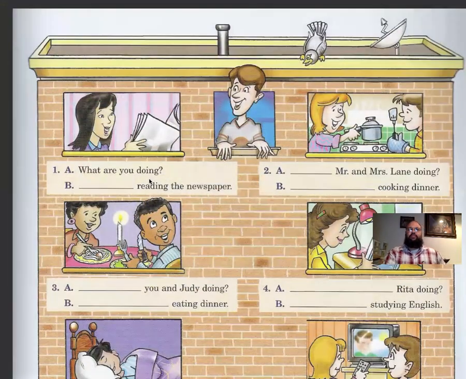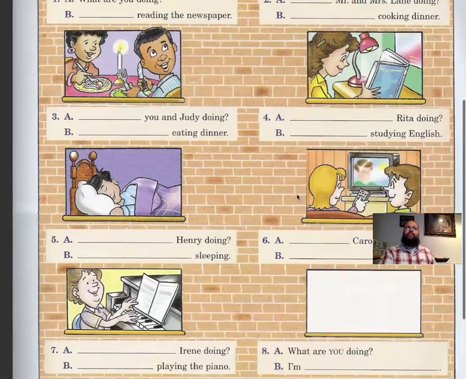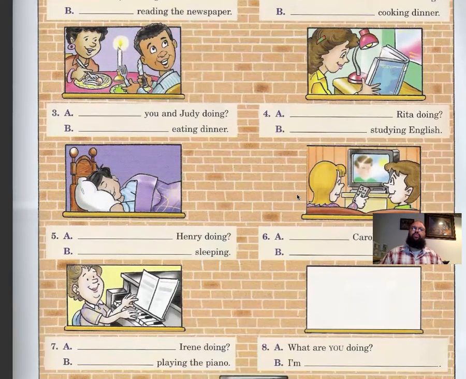All right, let's practice. So this exercise is, what are you doing? If I'm asking you, you're going to say, I'm reading the newspaper. Number two, we have two people, right? What are Mr. and Mrs. Lane doing? Mr. and Mrs. Lane are right there. They're cooking dinner. They are cooking dinner. Very good. Number three. What are you and Judy doing? We're eating dinner. Very good.